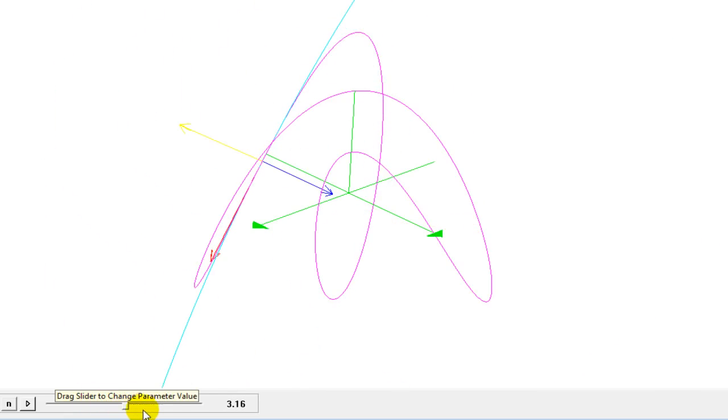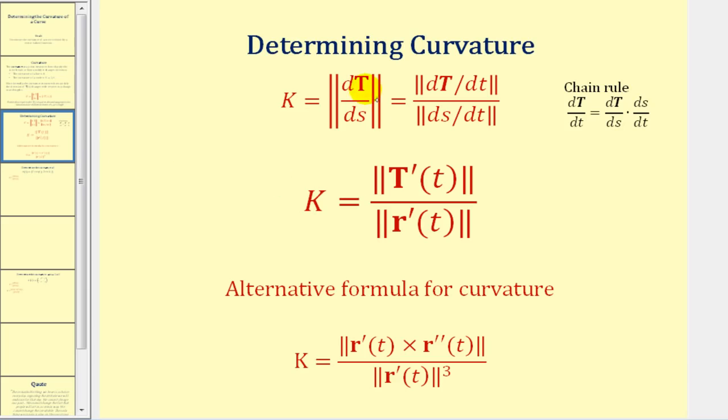Let's go and take a look at the formula that we're going to use to determine the curvature of a curve. So again, here we're measuring the change in the unit tangent vector with respect to arc length, and then determining the magnitude of that. Using the chain rule, we could perform substitution to come up with dT/dt divided by ds/dt. Remember, dT/dt would be the derivative of the unit tangent vector valued function. Now ds/dt would be the velocity vector valued function, and remember that v(t) is equal to r'(t), so that's where this comes from.